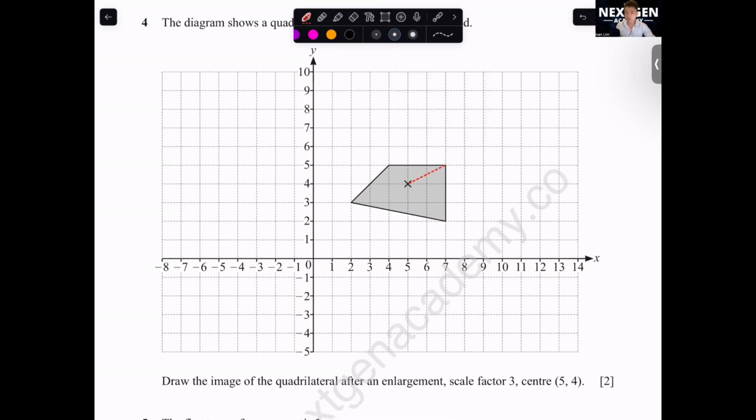So scale factor 3 means you multiply 3 of this. So multiply 3 of this will be 6 of these slanted boxes. Like that. So this will be your image point. You're going to do for all the points. Okay, see here 1 times 3, 3. So the image will be here.